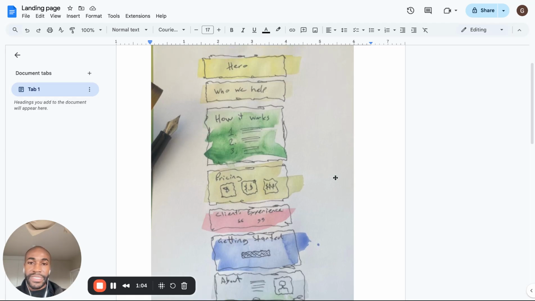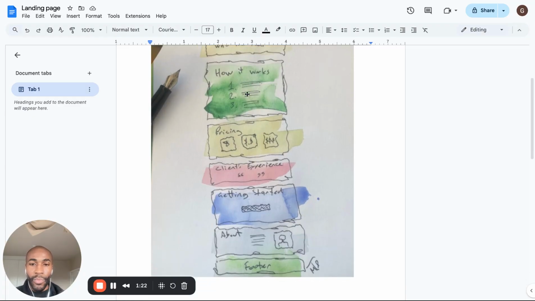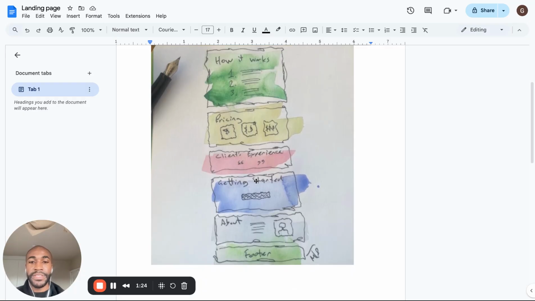If you notice how it's laid out, it's got the hero section, which would be above the fold. That would be a headline, visuals, a subhead, social proof, and a call to action. Then below that, where it says who we help, that would be the below the fold section. And then you have how it works, pricing, client experience, and getting started.